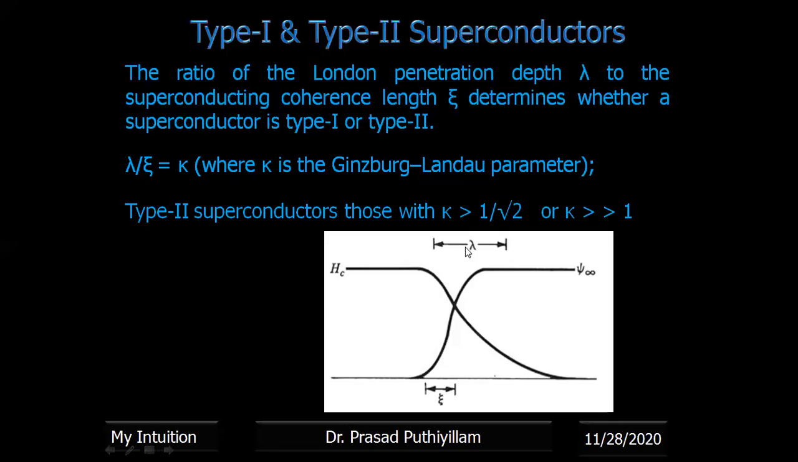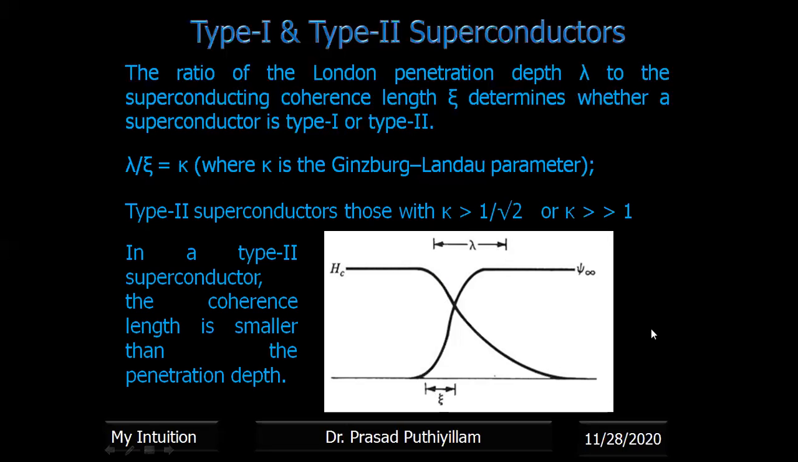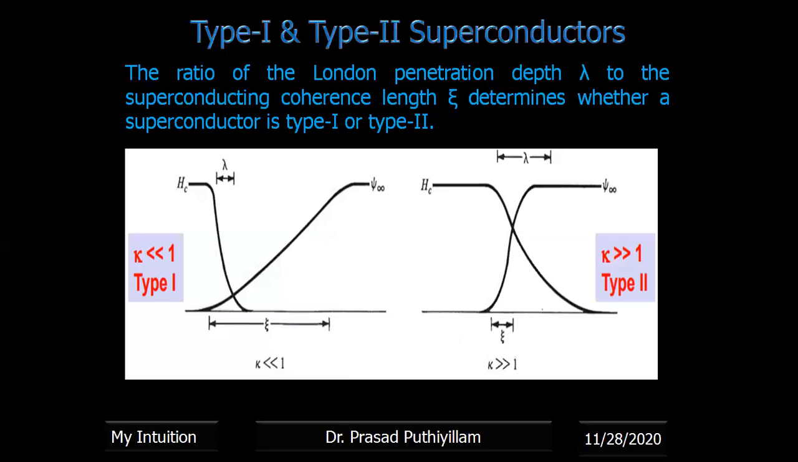So you can see the London penetration depth is higher, whereas the coherence length is less. Or we can say that in the case of a type 2 superconductor, the coherence length is smaller than the penetration depth. If I plot both together, type 1 and type 2, in the first case K is less than 1, in the second case K is greater than 1. This way we can represent type 1 and type 2 behavior.